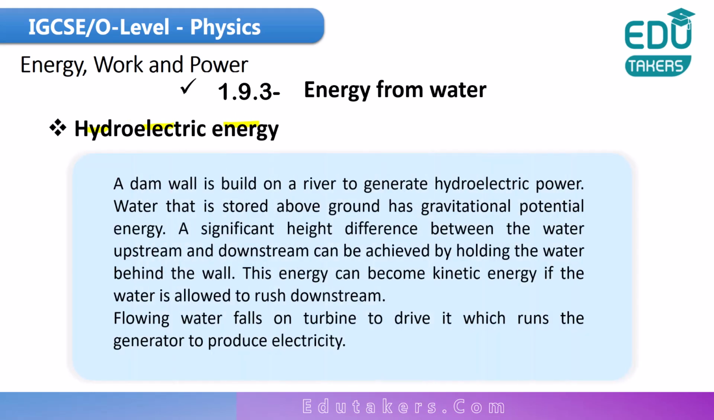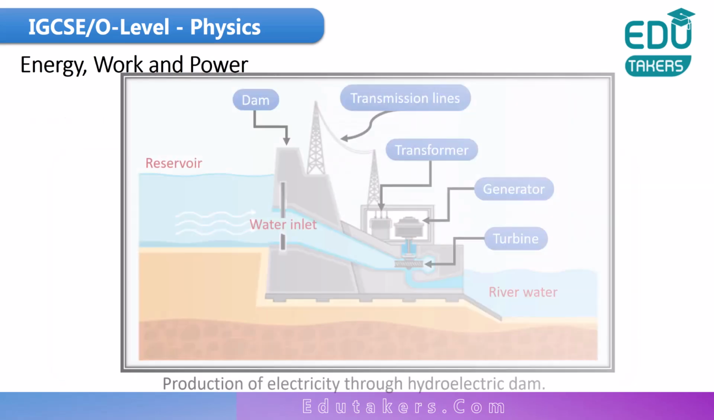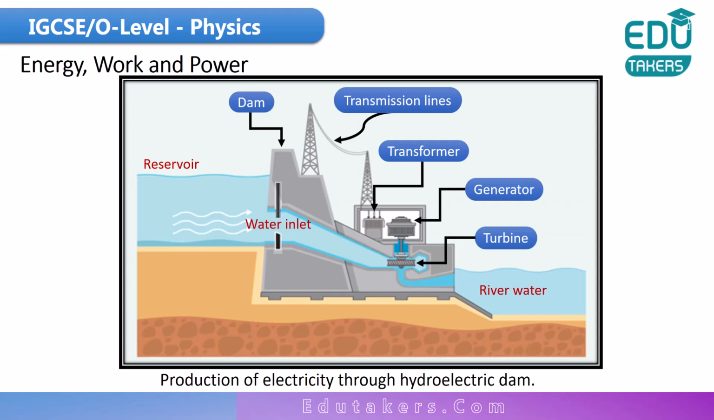Hydroelectric energy is basically the energy which is obtained by the water, and then this energy is basically used for the production of the electricity. Let's see this figure first. You can see this figure. It is basically the hydroelectric dam that is used to produce the electricity. So there is a dam wall.